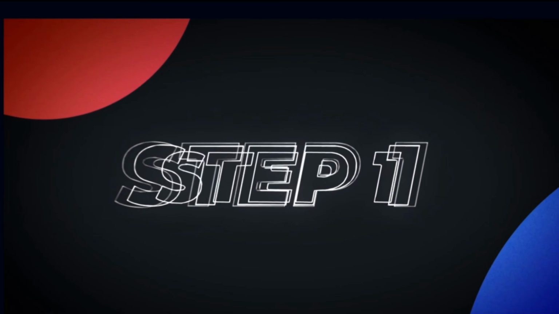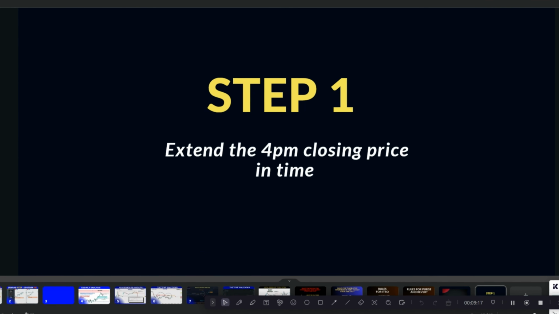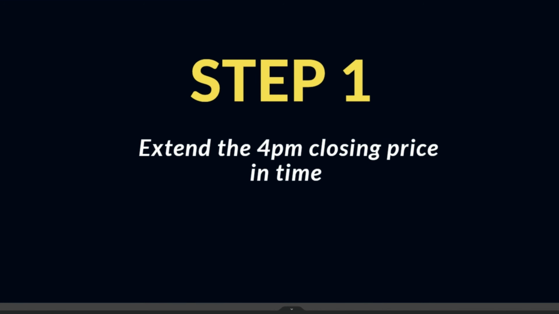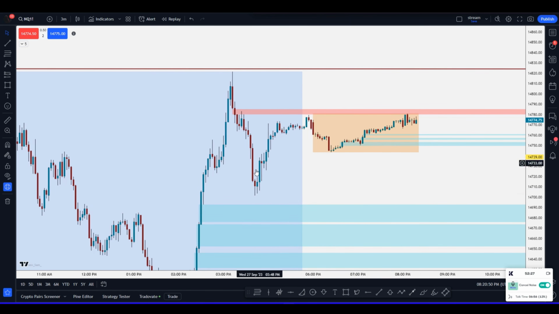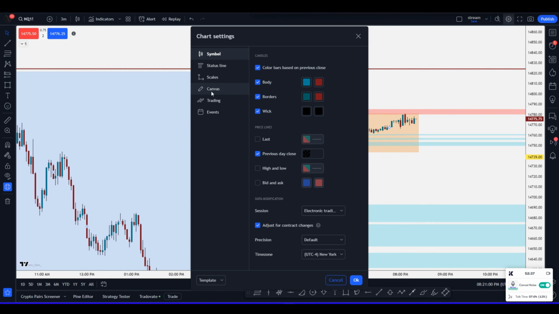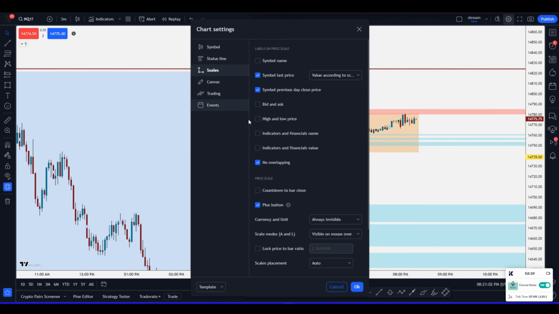All right, step 1, extend the 4 p.m. closing price in time. We're going to go through the example that's happening real time right now. Today is Wednesday, September 27th. You're going to zoom in a little bit here. If your time is not set to 12-hour increments, you go to your settings and go down to scales.